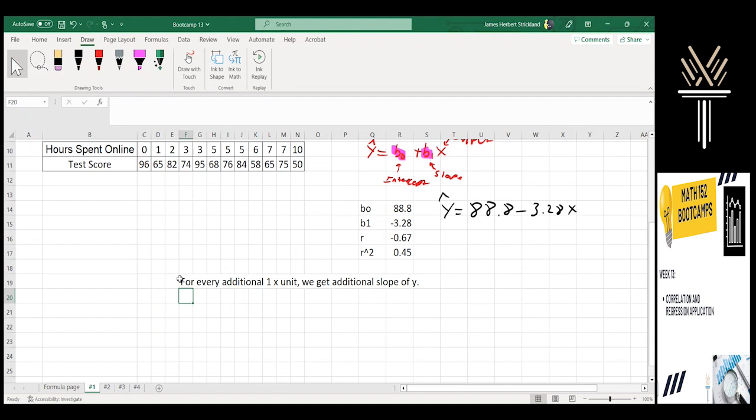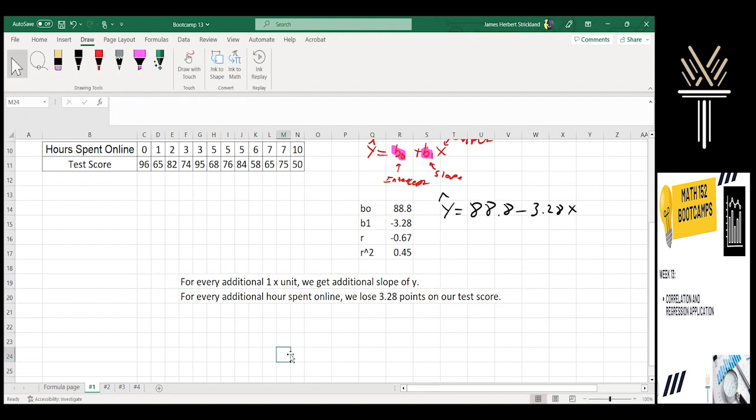But essentially in this story, the X unit is hours spent online. So I would say for every additional hour spent online, and now it's going minus 3.28. That's my slope, the B1. We lose 3.28 points, because that's the value of the Y unit, on our test scores. We lose 3.28 points on our test score. Something to that effect.